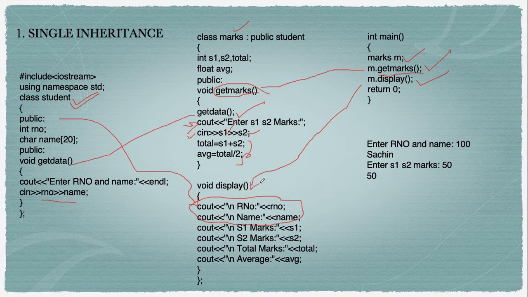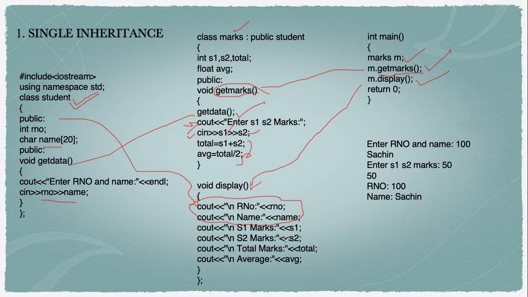When you call the display function, it shows the roll number. Where is the roll number? The roll number is actually from the student class, which you already entered in RNO. That means the display function directly accesses the roll number variable from student without any object. That is called inheriting a property from a base class. Next it shows the name. The name also comes from the base class, directly accessing the name variable from the base class called student.